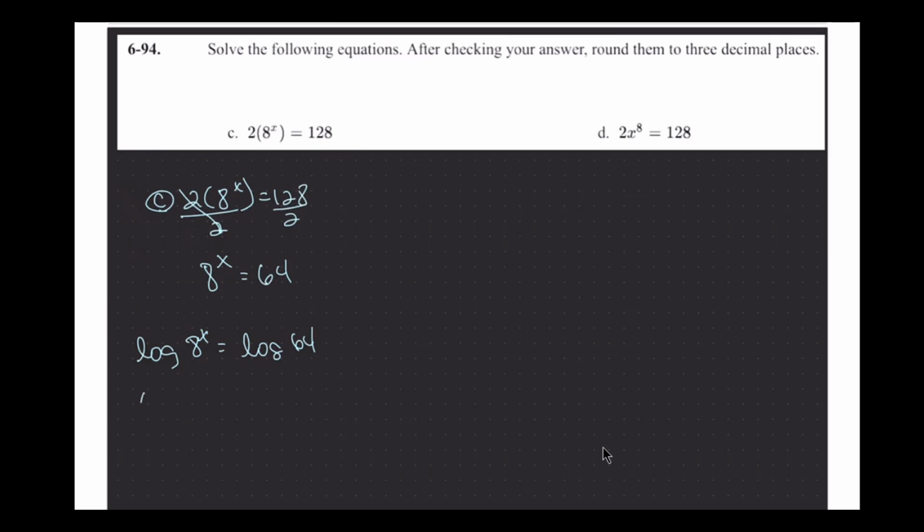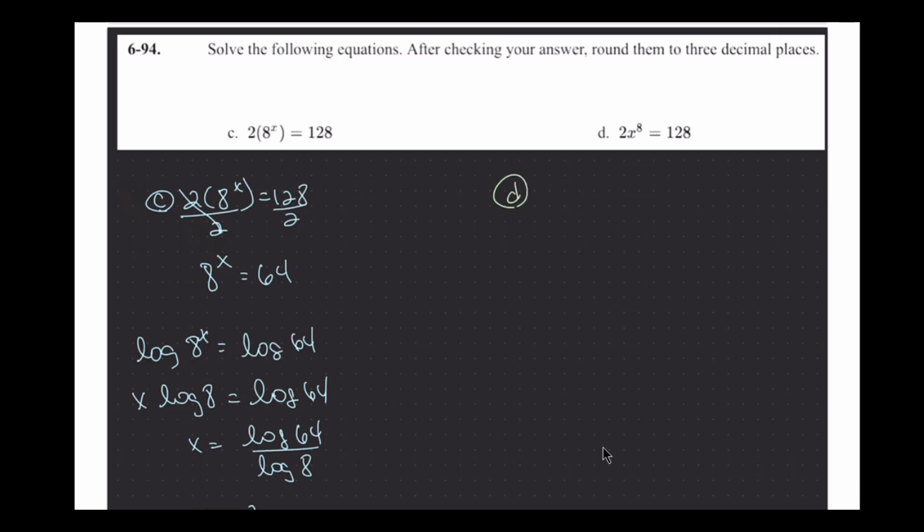So I know I can bring my x out front of log 8 equals log of 64. X is going to equal log of 64 divided by the log of 8. And when I put that into my calculator, I'm going to get x equals 2. All right. So let's look at D real quick.